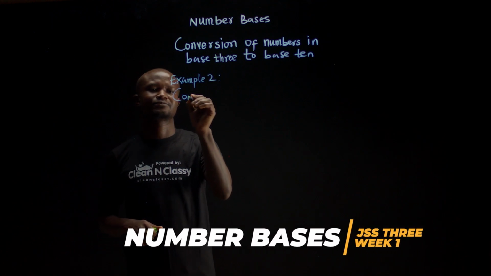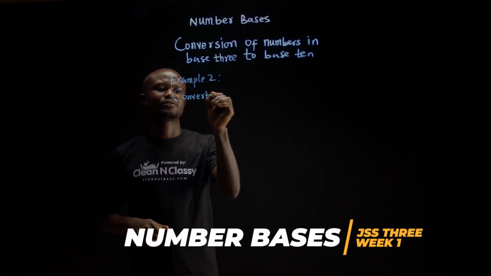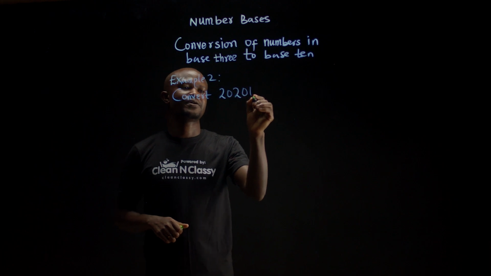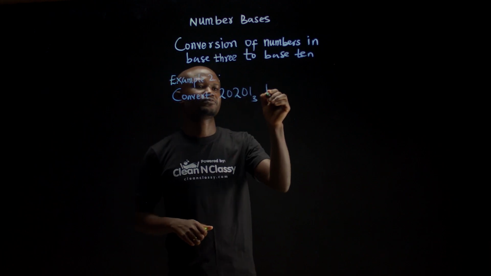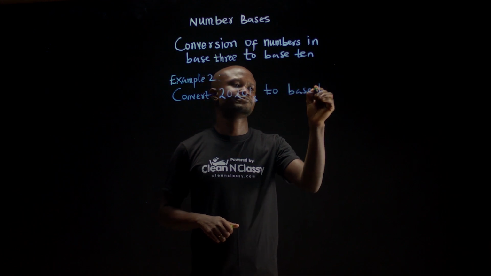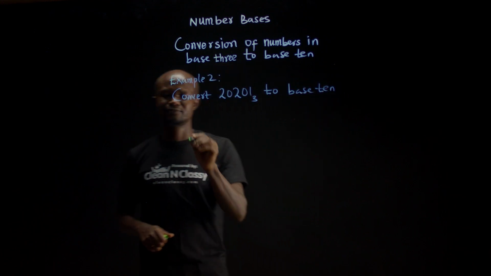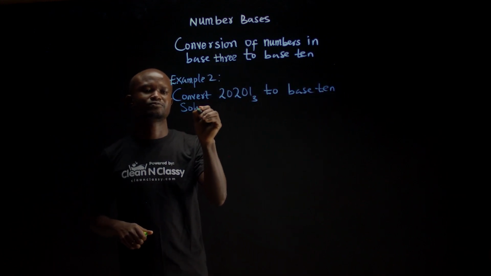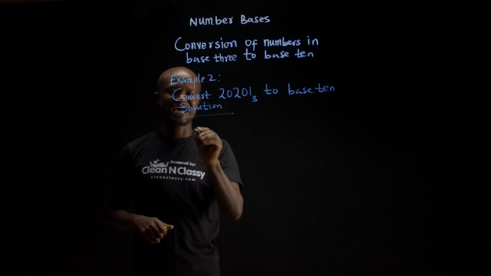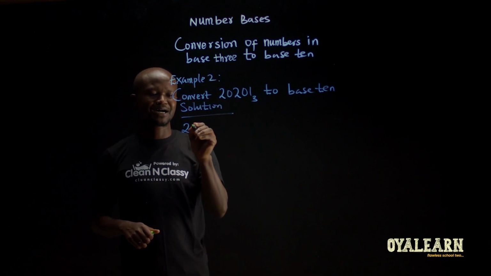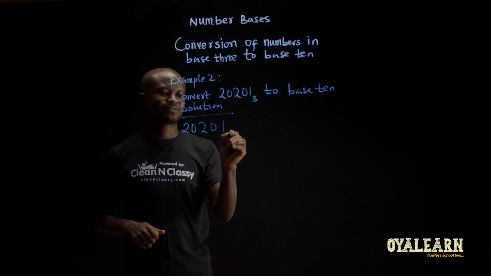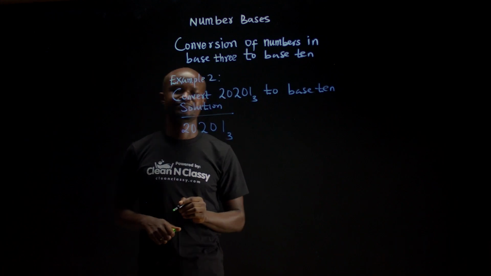Convert 20201 base 3 to base 10. Solution. The first thing is to write out the number 20201. What base? Base 3.